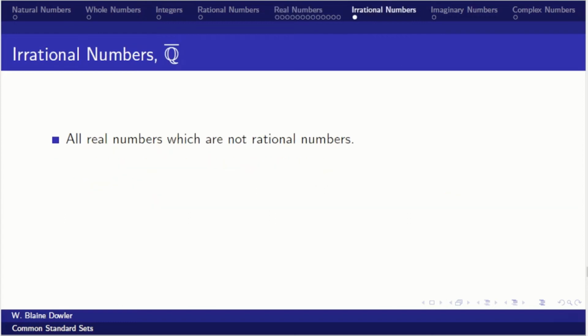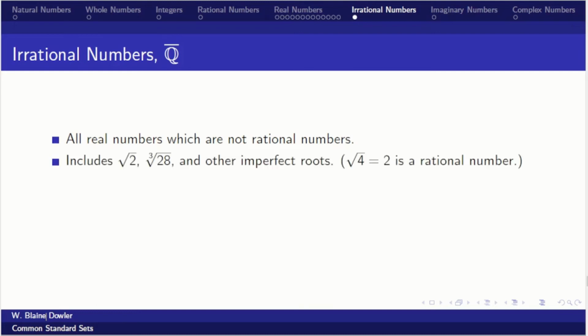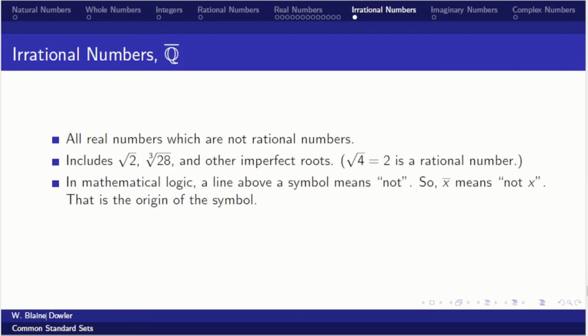Now the irrational numbers themselves are all real numbers which are not rational numbers. Notice that the symbol is that quotient Q, but with a line above it. So the irrational numbers include the square root of 2, the cube root of 28, and any other imperfect roots. Square root of 4 is a perfect root, so that one's rational. And in mathematical logic, a line above a symbol means not. So an x with a line above it means it's not x. That's the origin of this Q with a line symbol for the irrationals. If you write the decimal representations, those decimals will neither terminate nor repeat.